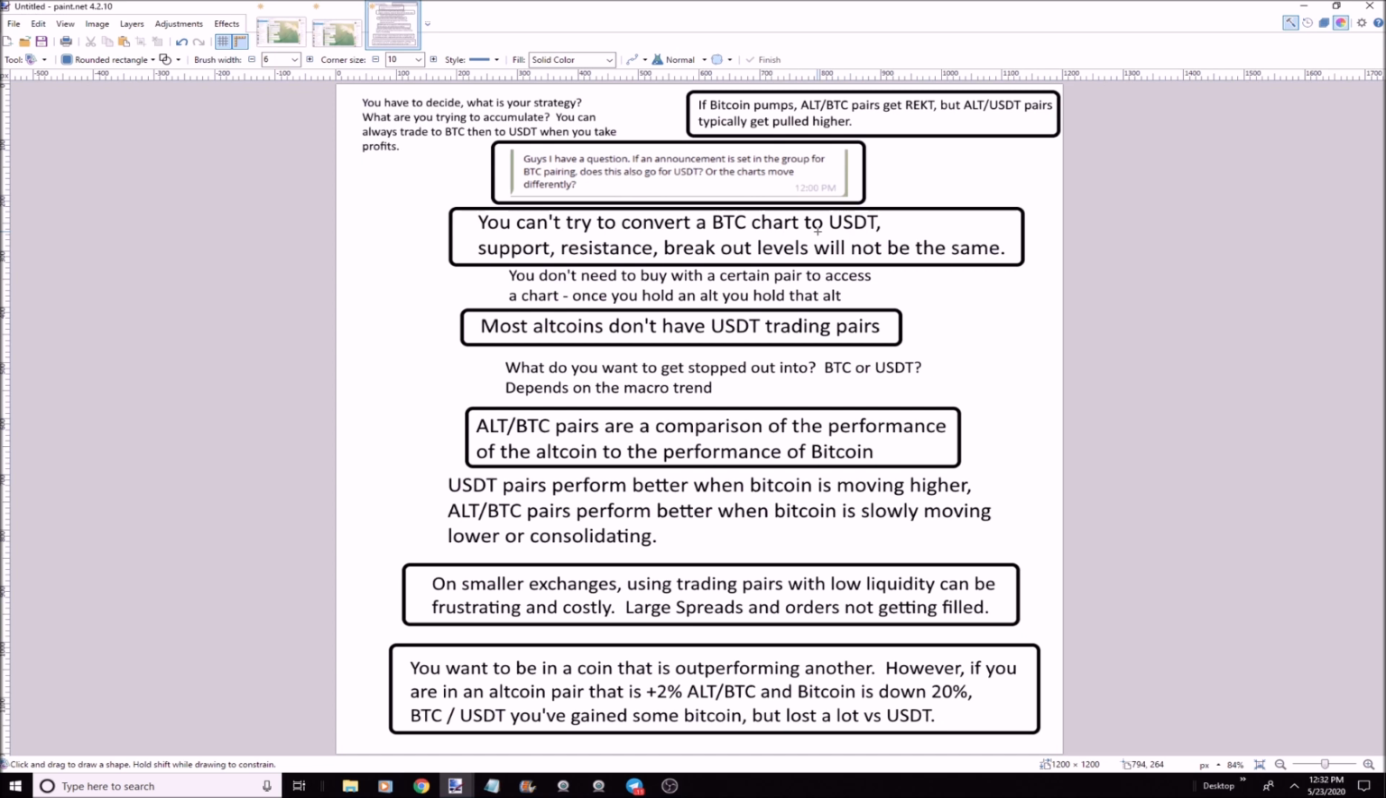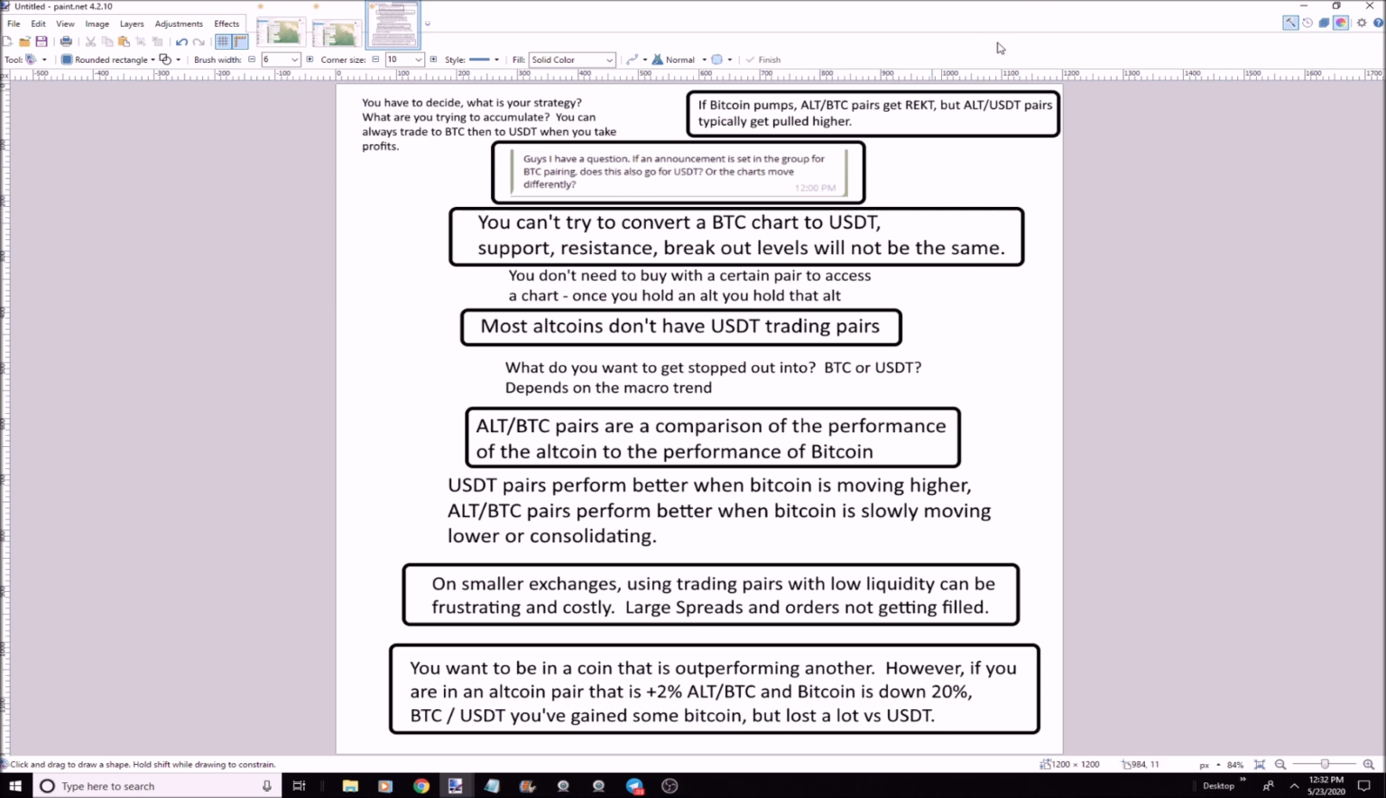You can't sit there and do the math, because support's not going to match up, resistance levels are not going to match up, your stop losses aren't going to be right, breakout levels are not going to be the same. You've got different buyers and sellers depending on the trading pair. Okay, so it's not the same.